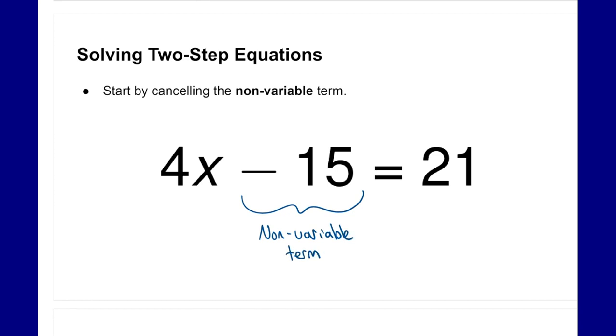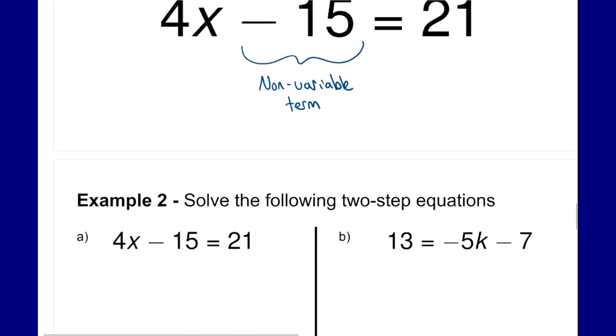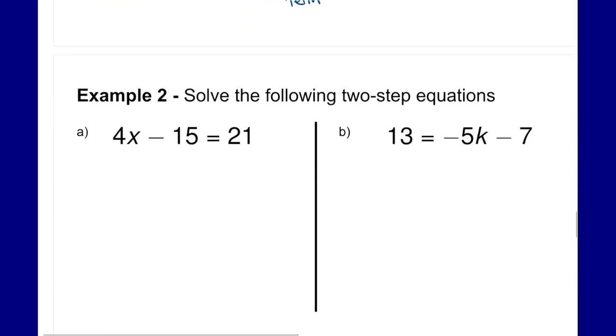first, right? Non-variable just means the term without the letter. So the minus 15 does not have the letter. That's the non-variable term. That's what we're going to get rid of first. And as you do more of these, you'll start to kind of see a pattern in the steps that we go through. So let's look through and solve these following two-step equations.